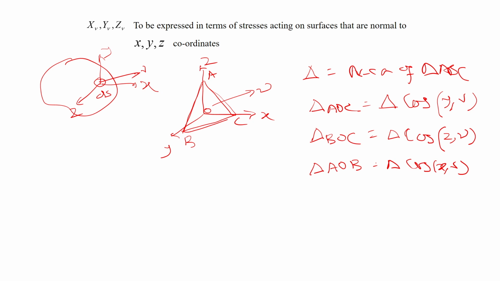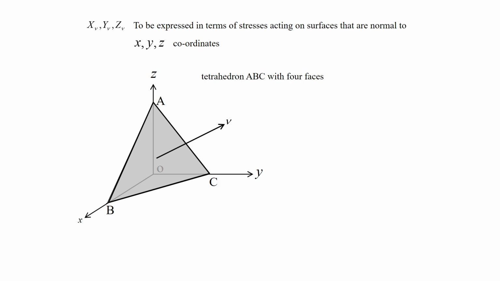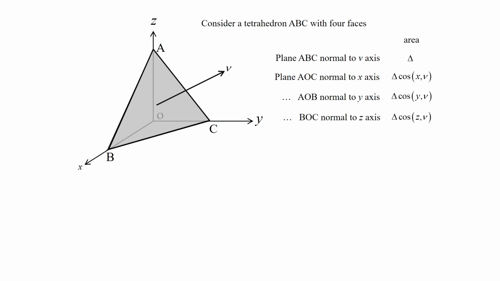So, the forces that act on the force axis will be something like this, which I have already described. The forces that act on the plane ABC are x nu into delta, y nu delta and z nu delta. These are the x, y and z directions respectively.